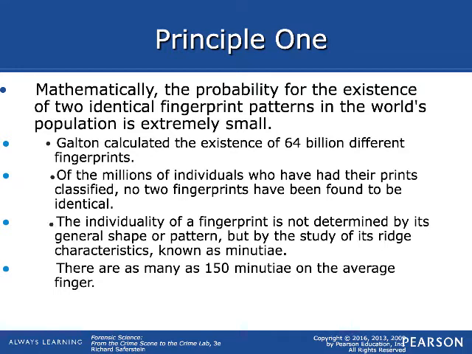Okay, now, the individuality of a fingerprint is not determined by its general shape or pattern, but by looking at the ridge characteristics, and ridge characteristics are also known as minutia. Ridge characteristics are things like, well, we'll talk about it in a second. Now each finger could have up to 150 minutia on it. So there's 150 different things that could be on there. So it's kind of crazy.